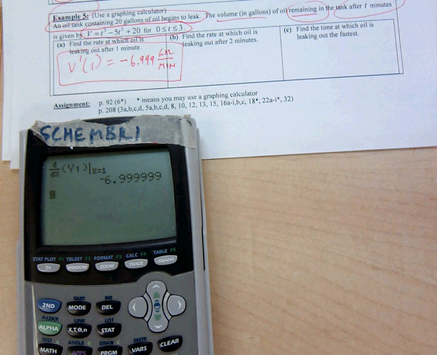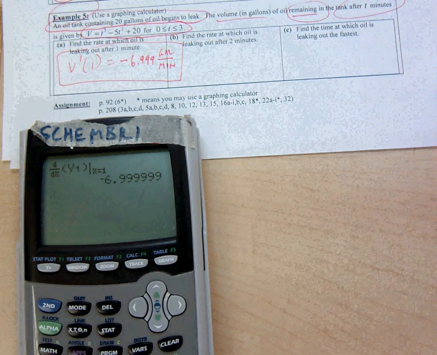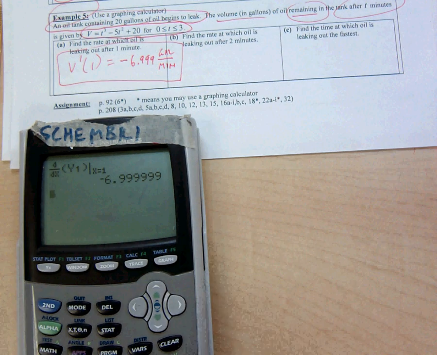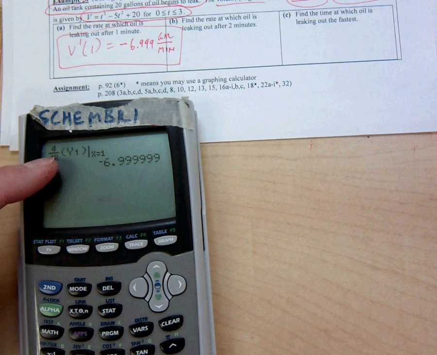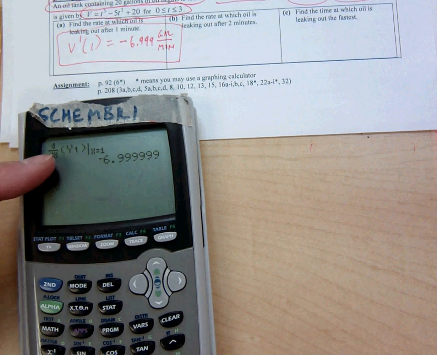Okay, almost done. Two more, guys. How do I find the rate at which oil is leaking out after 2 minutes? Well, let me show you a little trick. You might already know this, you might not. If I want to bring something back so I can change one little thing, what's the trick? What do you hit? Anyone know?